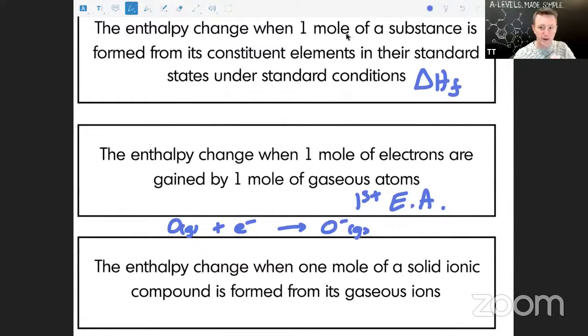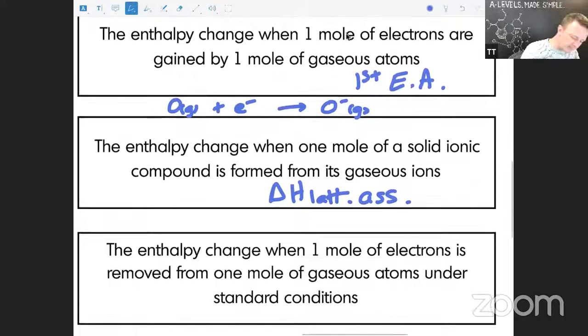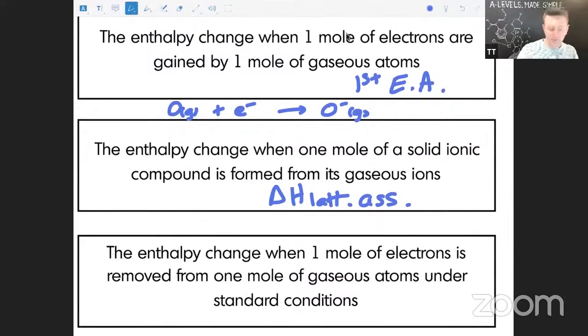Boom, lattice enthalpy. Lattice formation specifically, good. So this will be delta H lattice, which I call lattice association, because you're taking separate gaseous ions and bringing them together to make your solid ionic substance. I'm going to go through an example of that, don't worry, in a minute.